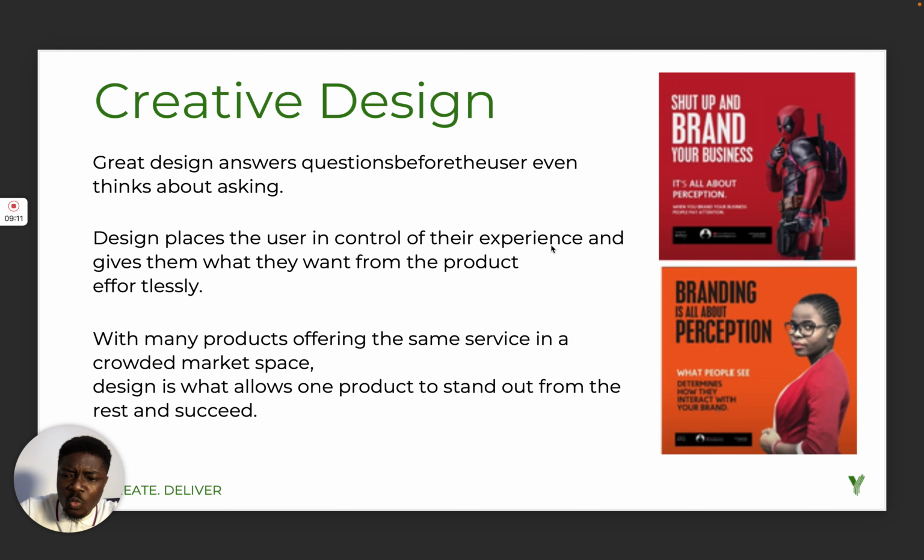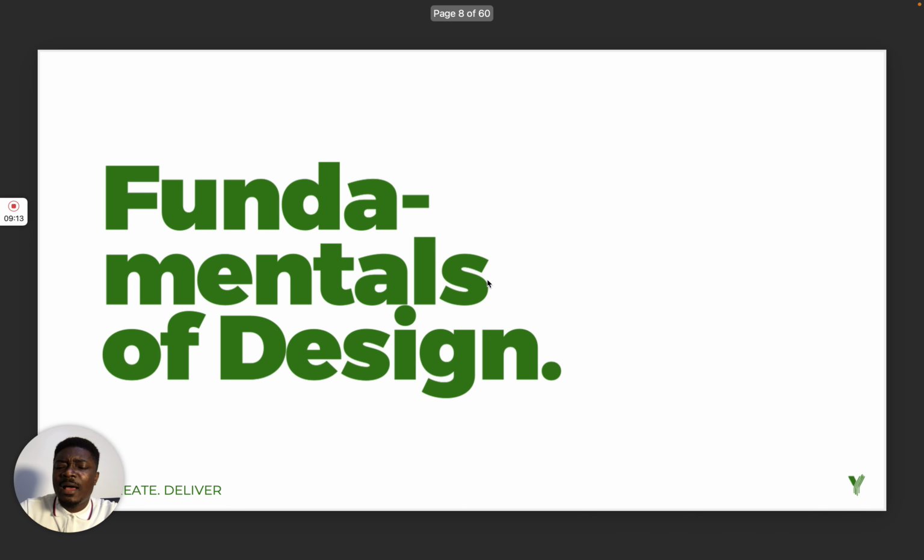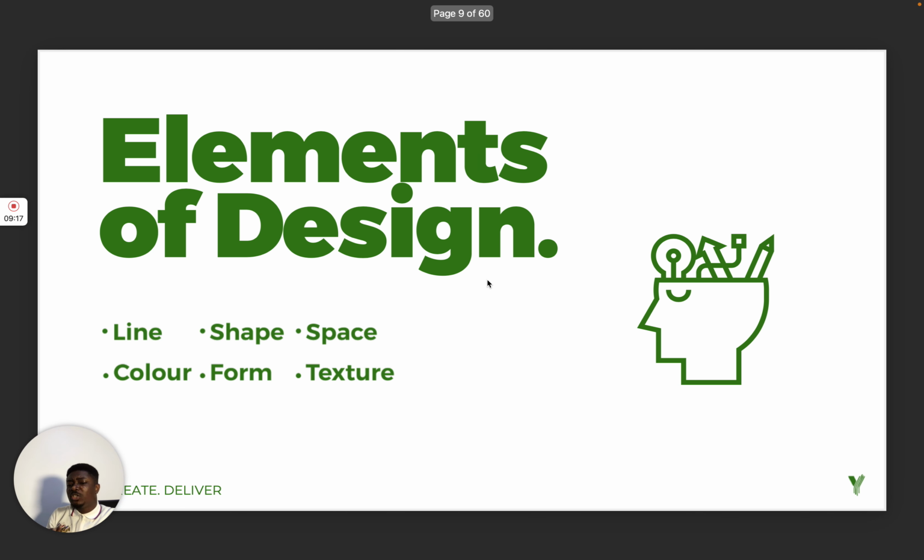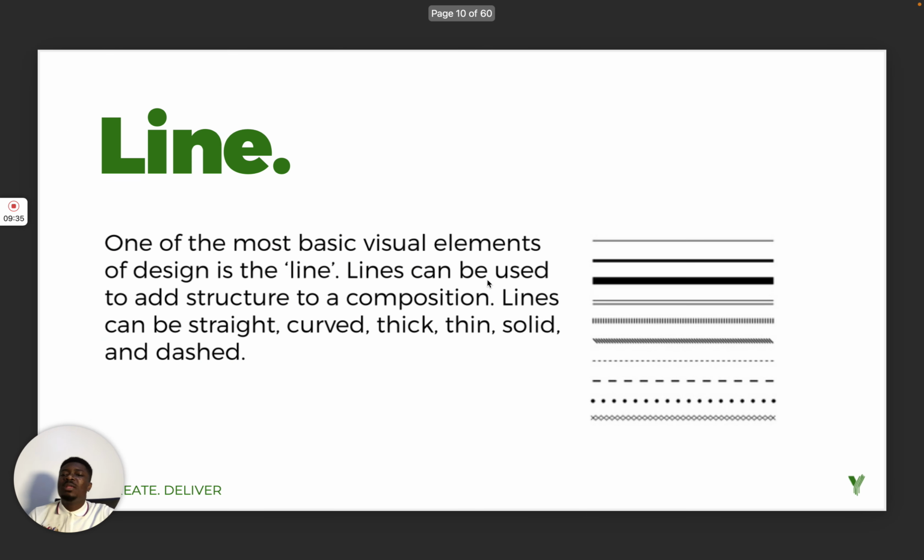So while we note this, let's look at some fundamentals in design, and this is one of the major areas I want you to focus on. In designing, we have 6 major components or elements that you cannot do without. We have line, shape, space, color, form, and texture. Now, what is a line?